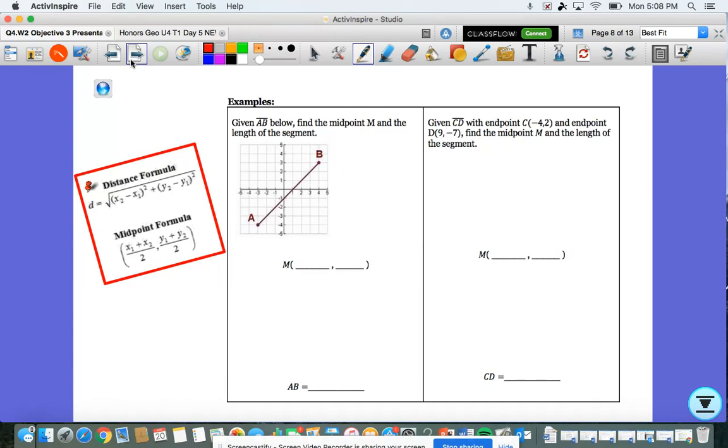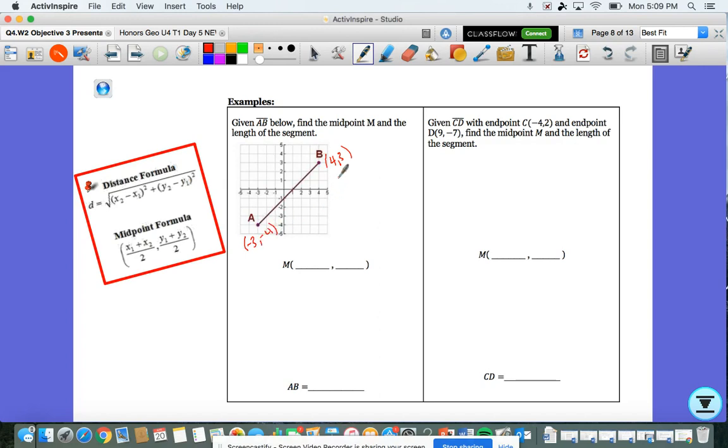So let's look at those first 2 examples on the front of your page. I did one with a graph and one without. And over here, I have the distance formula as well as the midpoint formula for easy reference for us. So given AB below, find the midpoint M and the length of the segment, right? That's going to be distance. So to find the midpoint, let's identify what these coordinate points are. B is actually 4, 3, over 4, up 3. And A is -3, -4.